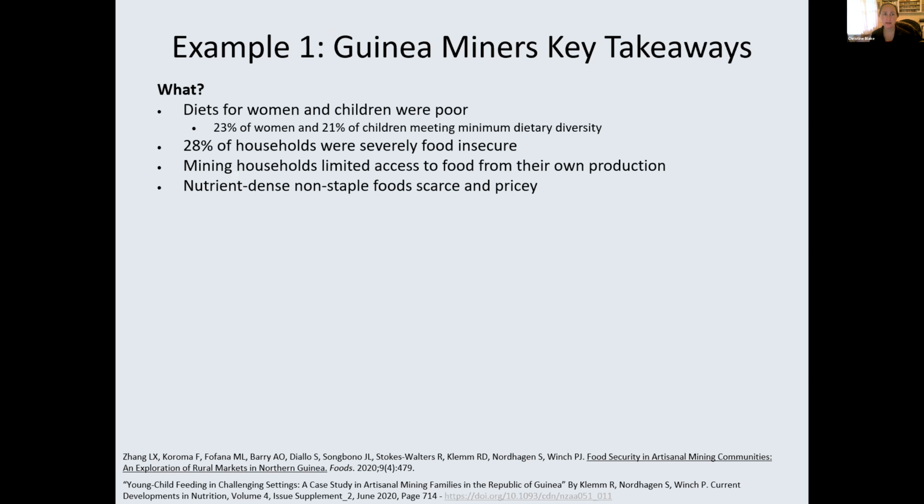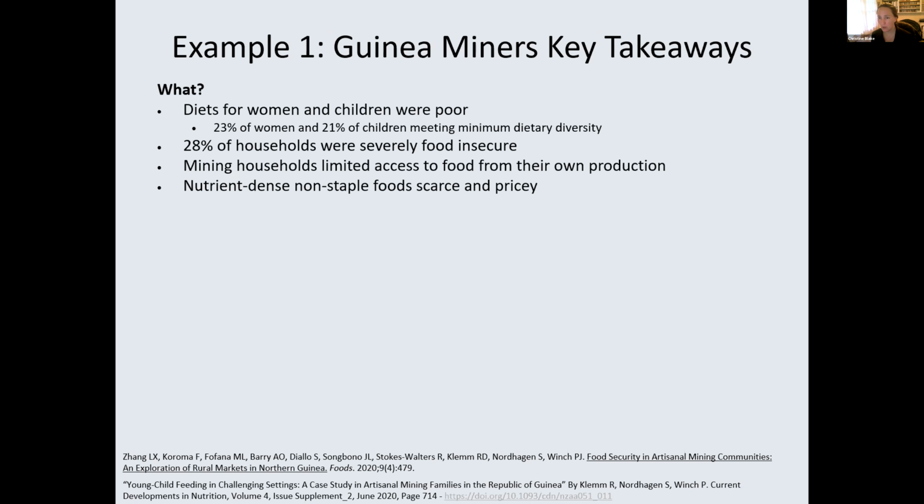So they learned that diets for women and children in this context were poor, that only 23% of women and 21% of children met minimum dietary diversity, and that 28% of these households were severely food insecure. Further, mining households had limited access to food from their own production, and nutrient-dense non-staple foods were scarce and pricey. Now, with just this information, we could stop here and have a pretty good idea of the nutrition situation among the miners in these settings who care for children.